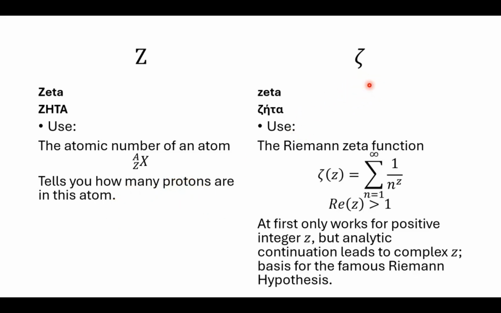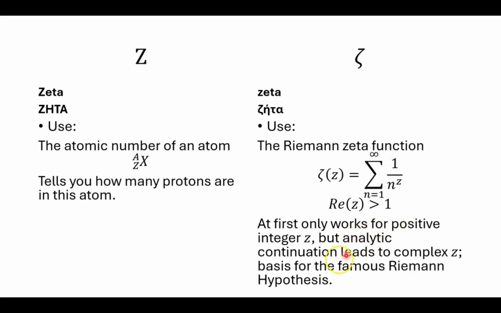And the lowercase zeta is used to represent the Riemann zeta function. It's basically a summation. If you put z equals 1 here, you get 1/1 plus 1/2 plus 1/3, so basically the reciprocal of all the natural numbers, and then you sum them together. At first this only works for positive integer z, so 1, 2, 3, 4. And only for 2, 3, 4 will this infinite series converge. For 1, it will not converge. It will blow up to infinity.